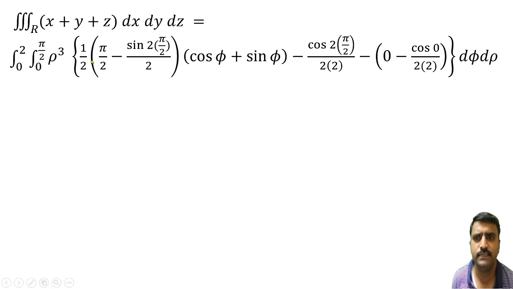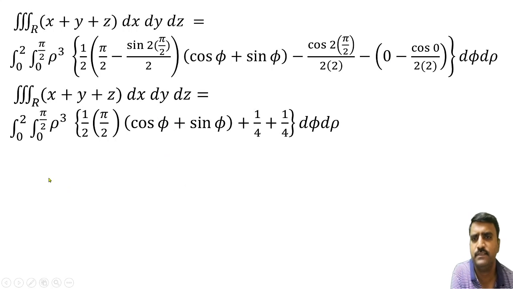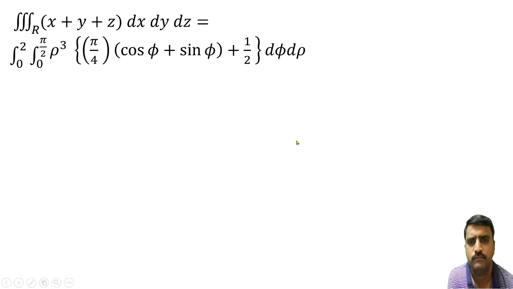So if you apply the limit, it is like this: 1 by 2 into pi by 2 minus sin 2 into pi by 2 by 2 cos phi plus sin phi, and this is minus cos 2 pi by 2 by 2 into 2 minus of 0 minus cos 0 by 4. So next step, if you simplify this, sin pi is 0, pi into pi by 2 into 1 by 2 is pi by 4. So it is pi by 4 into cos phi sin phi. So in next step it is 1 by 2 into d phi d rho.